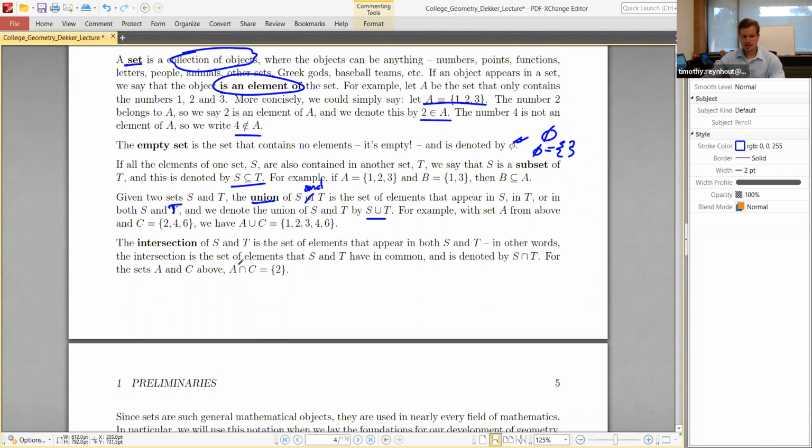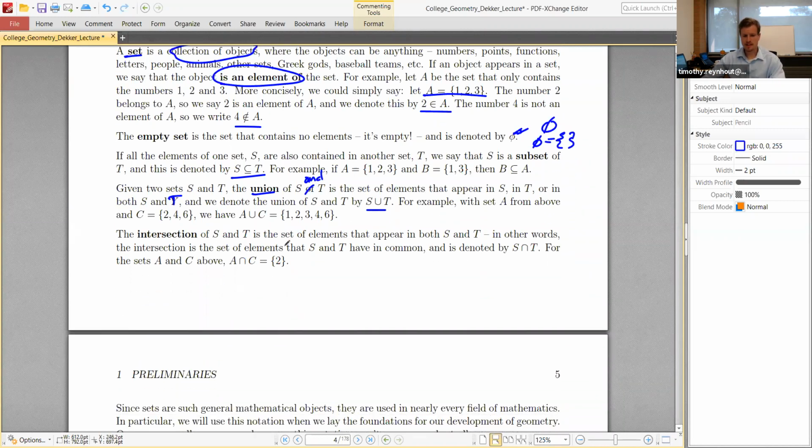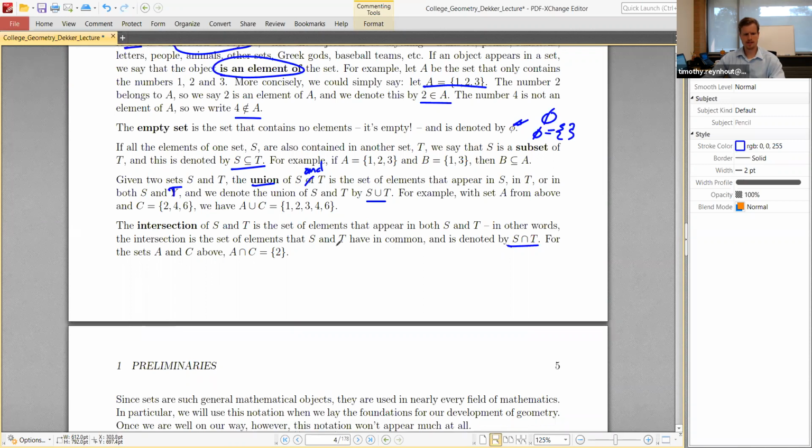And then the intersection of two sets, S and T, is the set of elements of only those that appear in both S and T. So it's denoted by this. So there's a couple of examples here that you can take a look at.